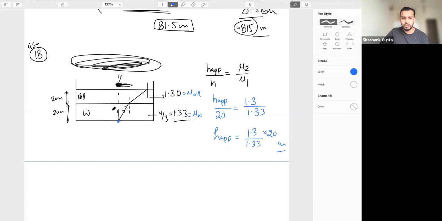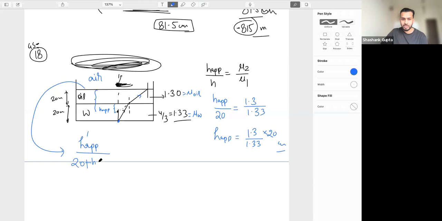Okay, so first thing is, this is H apparent. Which one is H apparent? Remember this, it is always from the interface. Now the ray is going from oil to the air. For oil, can I say the H will be this much? Now the new H will be 20 plus this H apparent. So for this interface, again I will apply H apparent dash upon the original H.